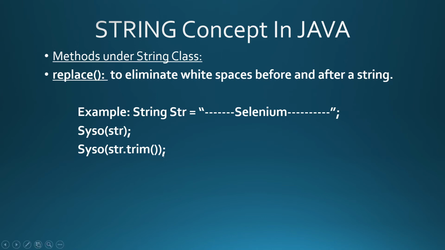If we do string str equals selenium, these are all the empty spaces before that string, and these are the empty spaces after the string. I want to remove these white spaces. How can we use this method? With the help of the object reference, I can call the trim method. It will remove all the white spaces before and after the string, and you will get the output in the console without spaces, that is selenium.